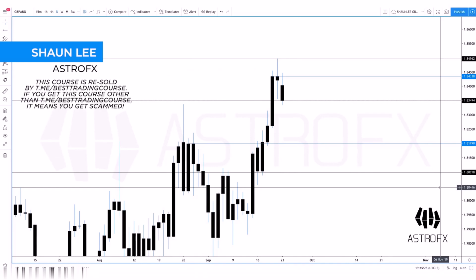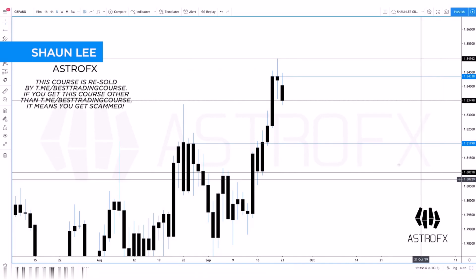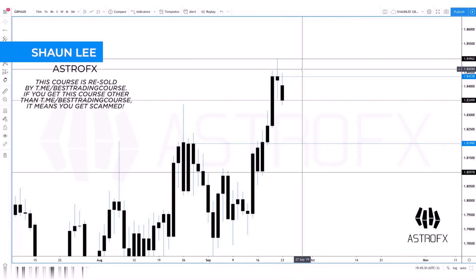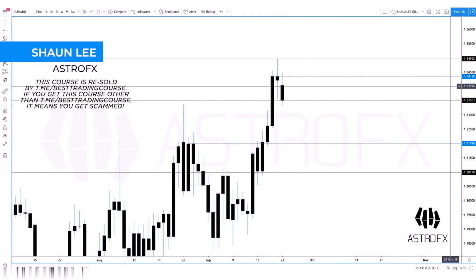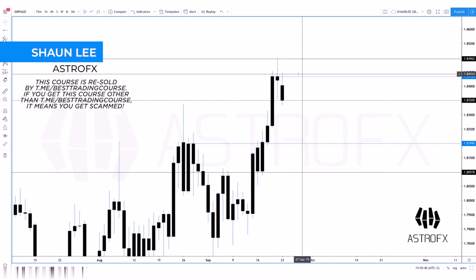Whilst I'm doing this, also just be mindful of psychological levels. So over here, I'm not going to move it to the psychological level. I keep it flat based on the body. Here, 1.8450 right there, and then down here we have 1.8100. So 1.8199, which is basically 1.8200. So again, psychological levels.